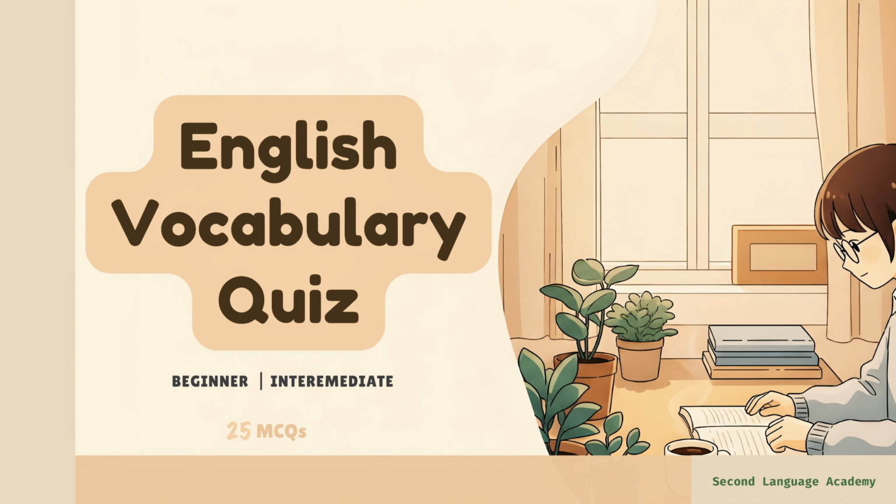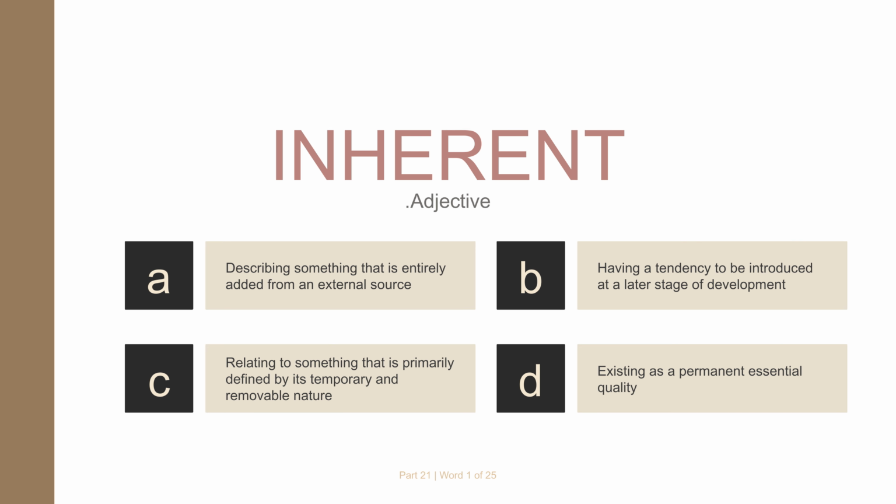Let's begin. Question 1. What is the meaning of inherent? Option A. Describing something that is entirely added from an external source. Option B. Having a tendency to be introduced at a later stage of development. Option C. Relating to something that is primarily defined by its temporary and removable nature. Option D. Existing as a permanent essential quality.